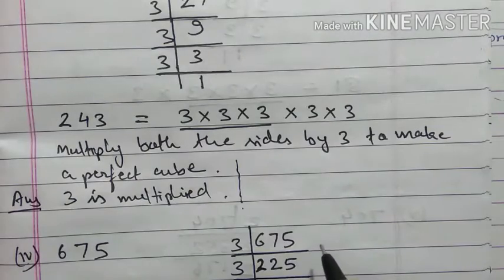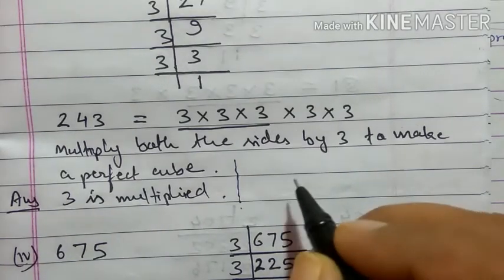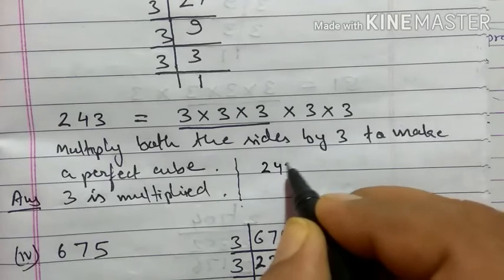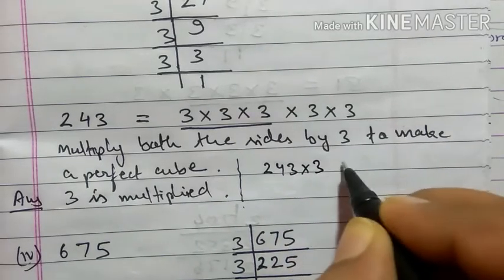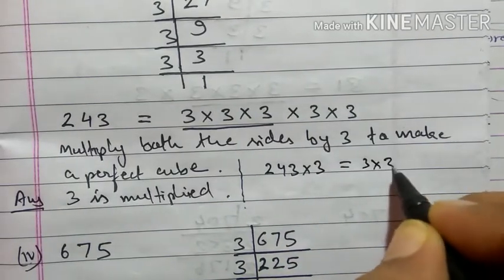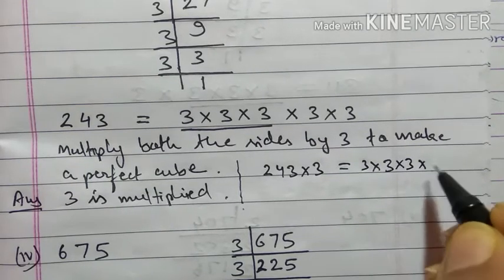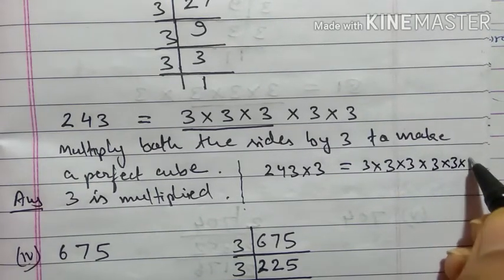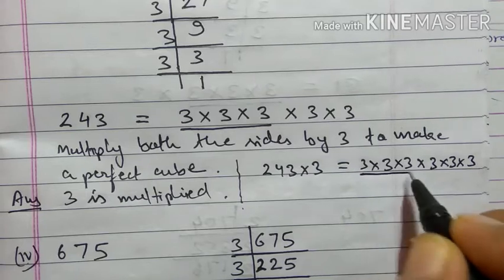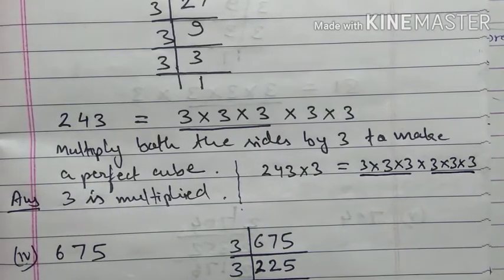Okay, if we multiply both the sides by 3, it becomes 243 into 3 is equal to 3 into 3 into 3, then again 3 into 3 into 3. So the triplet is completed here.